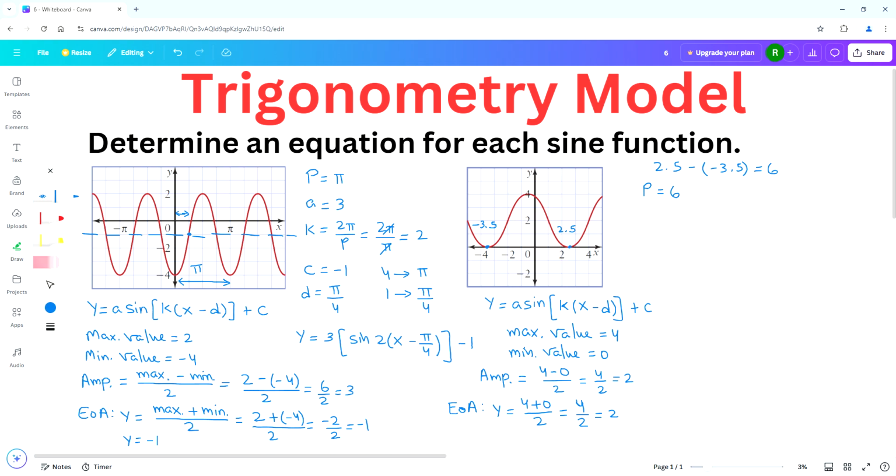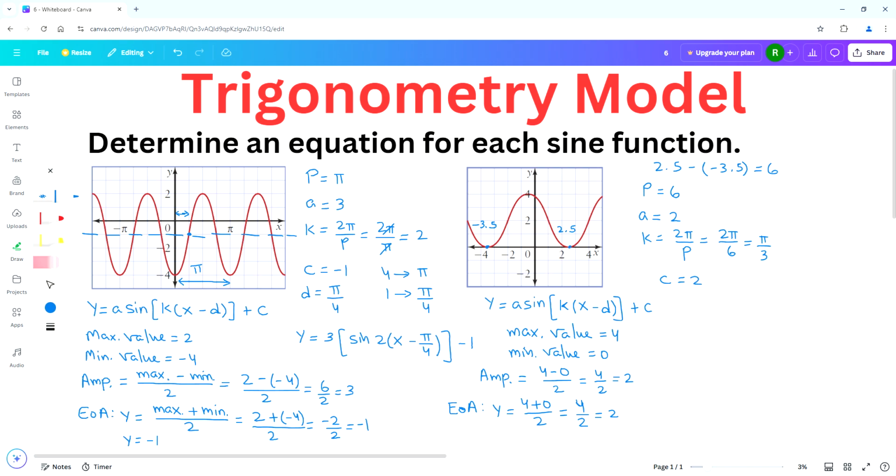Now we can write the a, k, d, and c values for the function. For this graph, we should use a positive sine function. So a value is equal to amplitude. For k, we should use the formula for period. k is equal to pi over 3. C value is equal to the value we got for equation of axis, 2.